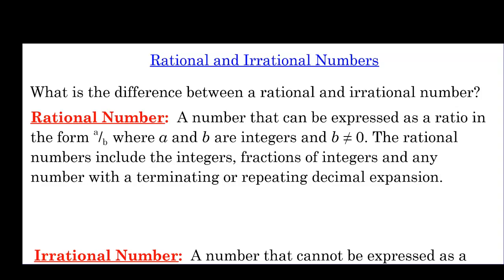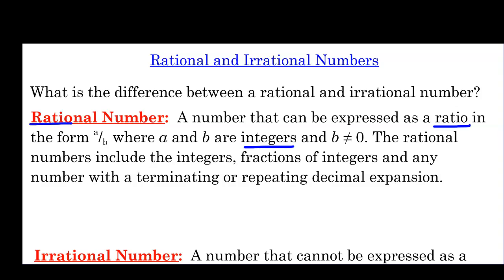So the definition of a rational number is a number that can be expressed as a ratio in the form a over b, where a and b are integers and b is not equal to 0. The rational numbers include the integers, fractions of integers, and any number with a terminating or repeating decimal expansion. So the important parts from the definition: ratio of integers. A good way to remember this, looking at the word rational, is the root word ratio. A rational number can be expressed as the ratio of two integers.